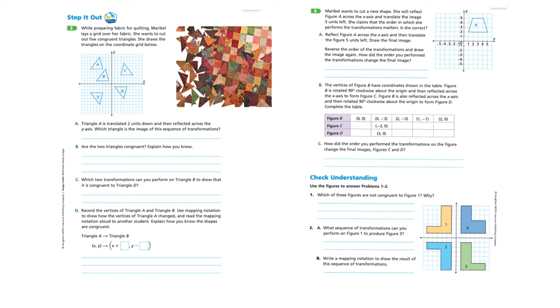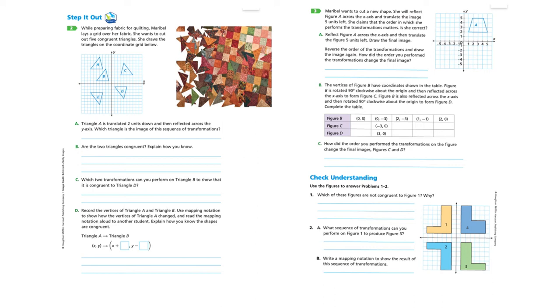So in number 3, it says Maribel wants to cut a new shape. She will reflect the figure A here across the x-axis. So this time she's going across the x-axis here, so it's going to come down here somewhere. And translate the image 5 units left. So she's going to reflect and then translate to the left. She claims that the order in which she performs the transformations matters. Is she correct? So that's an interesting thought.